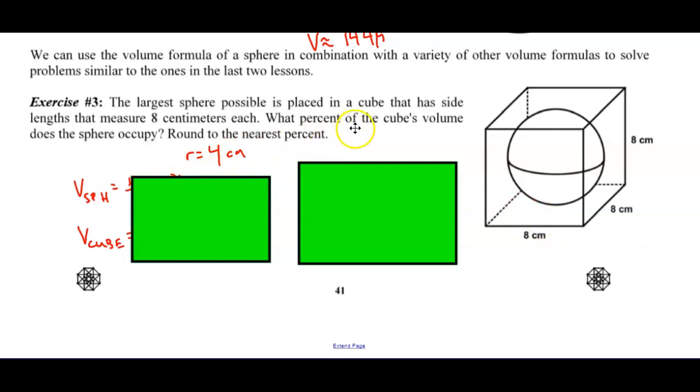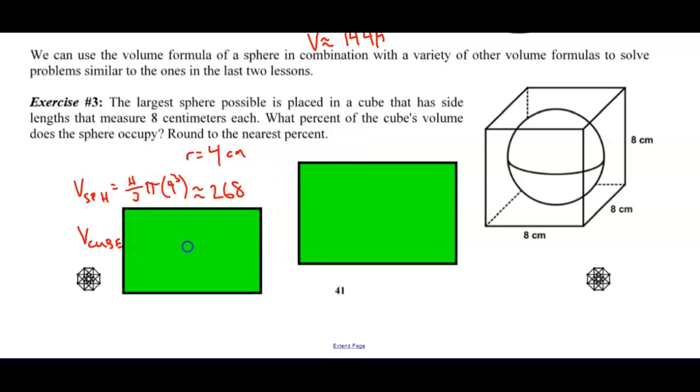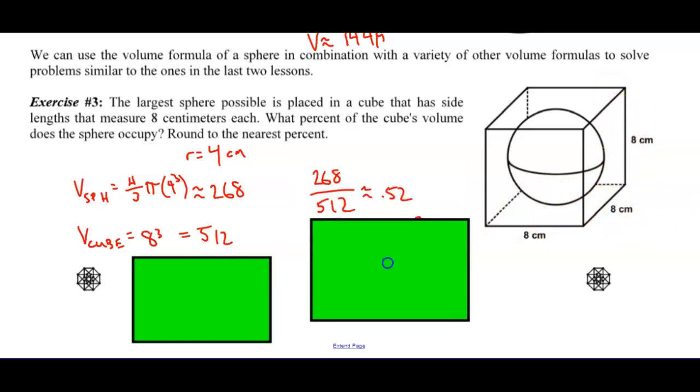If I want to know the percent that the sphere occupies, I need to know the volume of both, the volume of the sphere and of the cube. So for the sphere volume, we put the radius in. For the cube volume, it's area of the base times the height. So the area of the base would be 8 squared times the height is a third factor of 8. So to get the percentage, all we need to do is divide the 288 by 512.